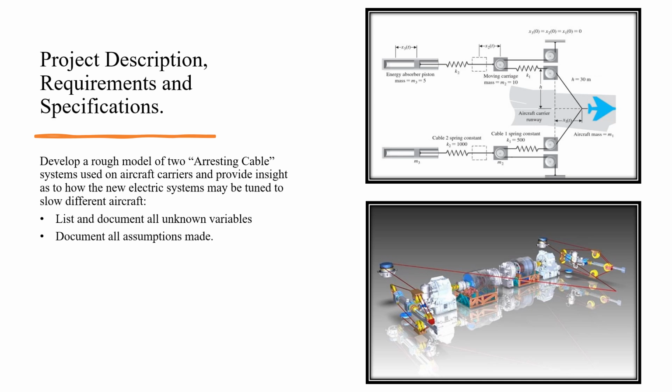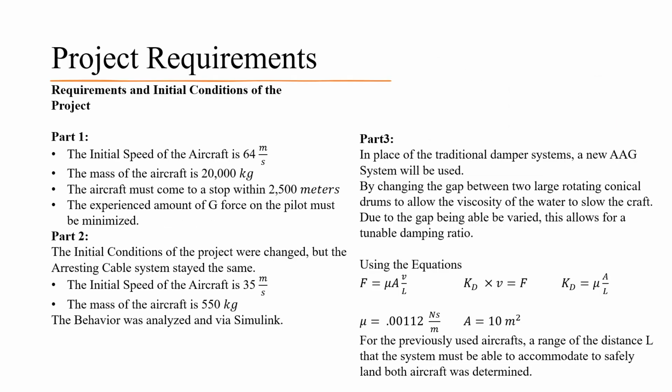The third part of this project has us look at a new AAG system with a tunable damper for various aircrafts of different masses. For the first part of this project, the initial speed of the 20,000 kilogram aircraft will be 64 meters per second. The aircraft must come to a complete stop within 2,500 meters, and the experienced amount of G-forces on the pilot must be minimized for safety.